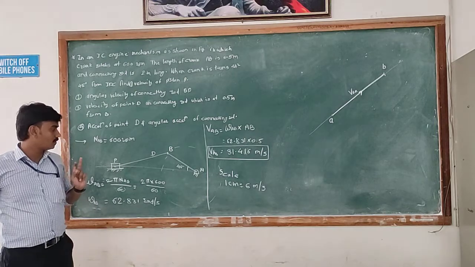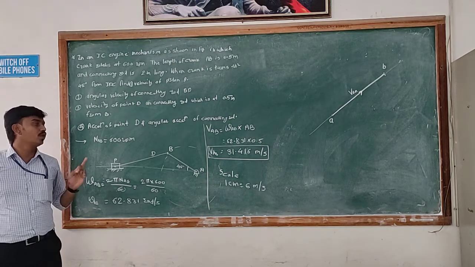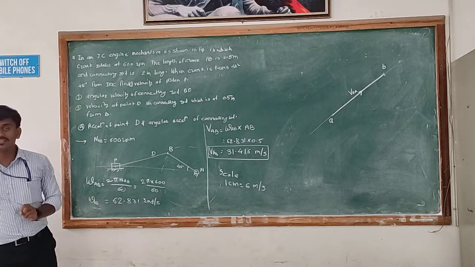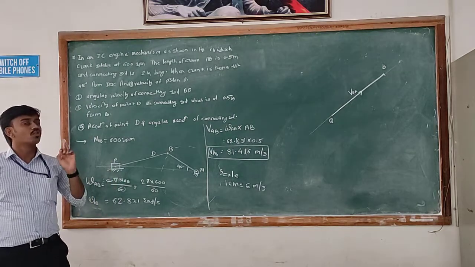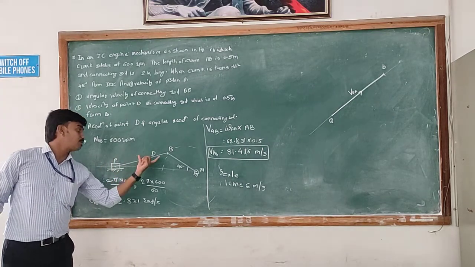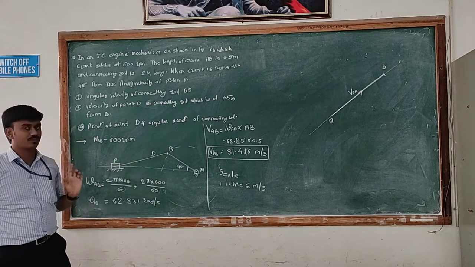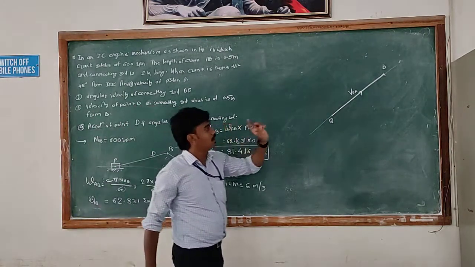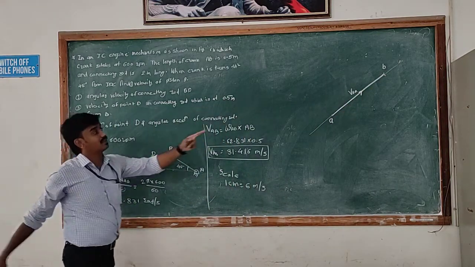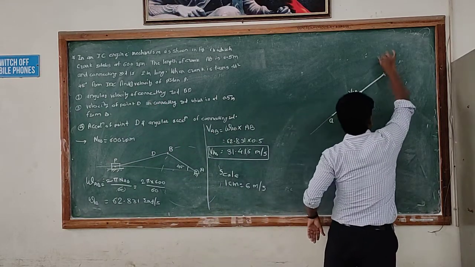Now, as we discussed, the velocity vector is always perpendicular to the link. So draw a line which is perpendicular to this link BP and passing through this point B. Suppose this is my line.